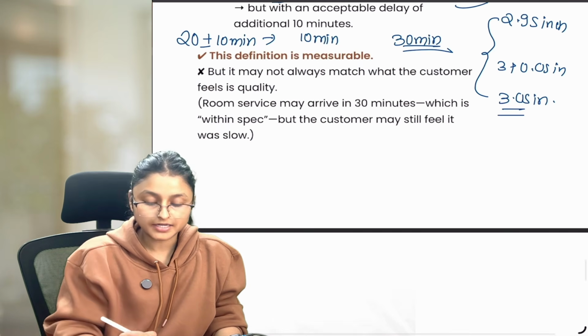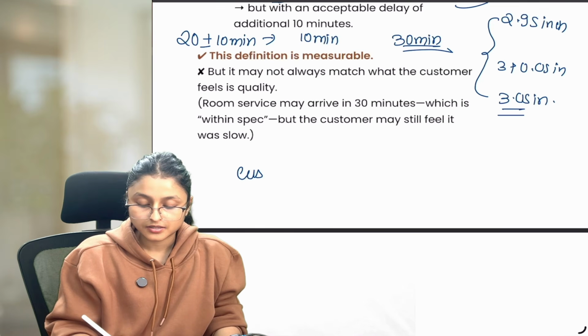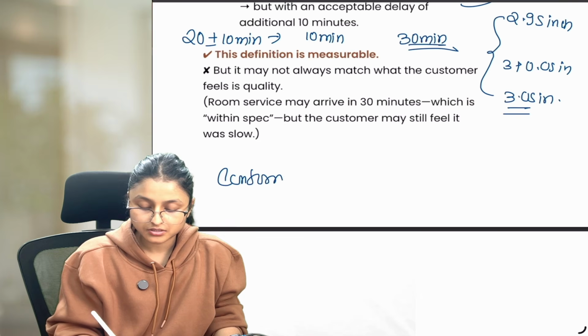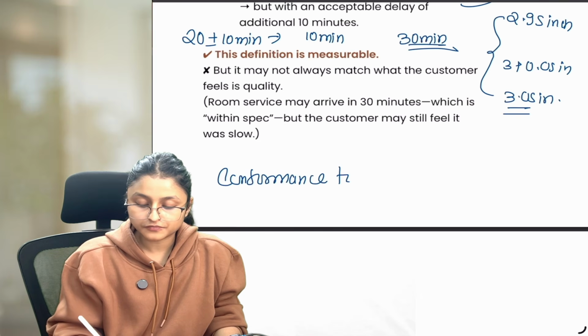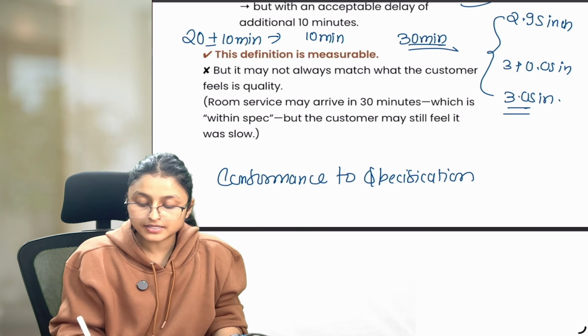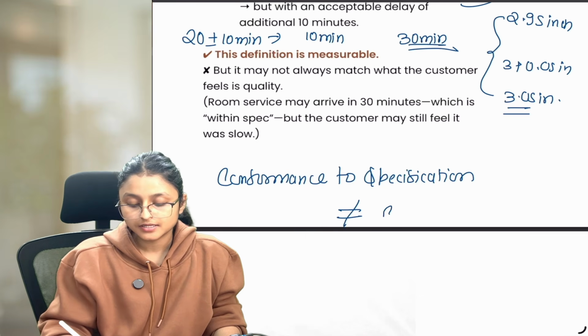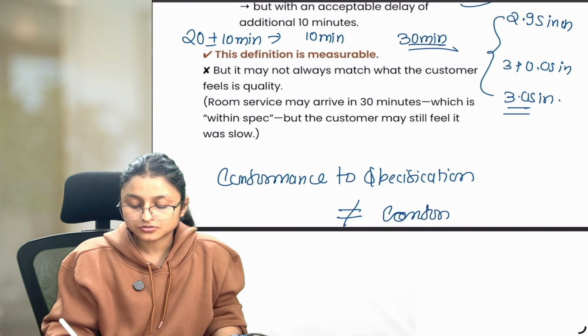So what we are trying to understand here is, even if the product is able to fulfill the conformance to specification, that means the standard set by the organization is fulfilled, it can happen that conformance to requirement is not fulfilled.